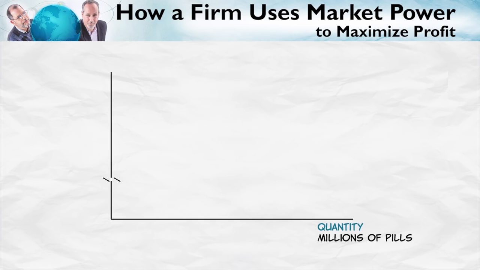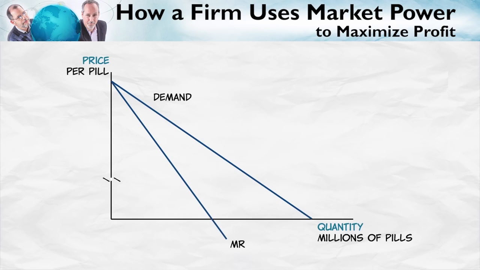We're now ready for the big payoff, how a firm uses market power to maximize profit. So here is our demand curve and our marginal revenue curve with twice the slope. Let's introduce the marginal cost curve. We're going to make it flat at 50 cents per pill. How does the firm maximize profit?